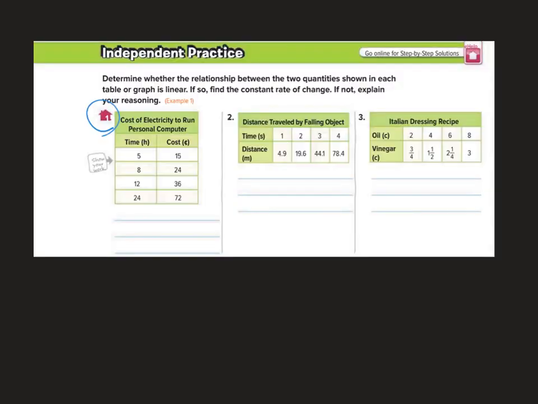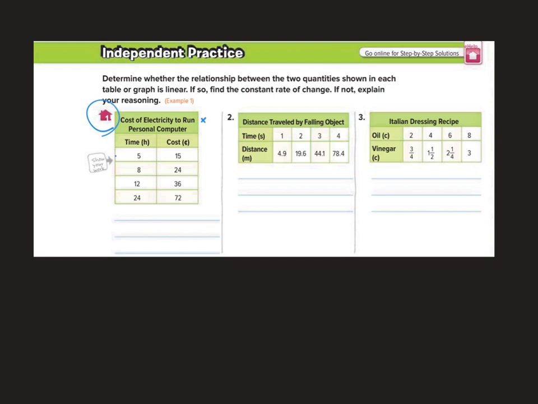So for today, I'd just like you to try number 1 here. You're being asked to determine whether the relationship between the two quantities shown in each table or graph is linear. If so, find the constant rate of change. If not, explain your reasoning. So we're looking at the cost of electricity to run a personal computer.